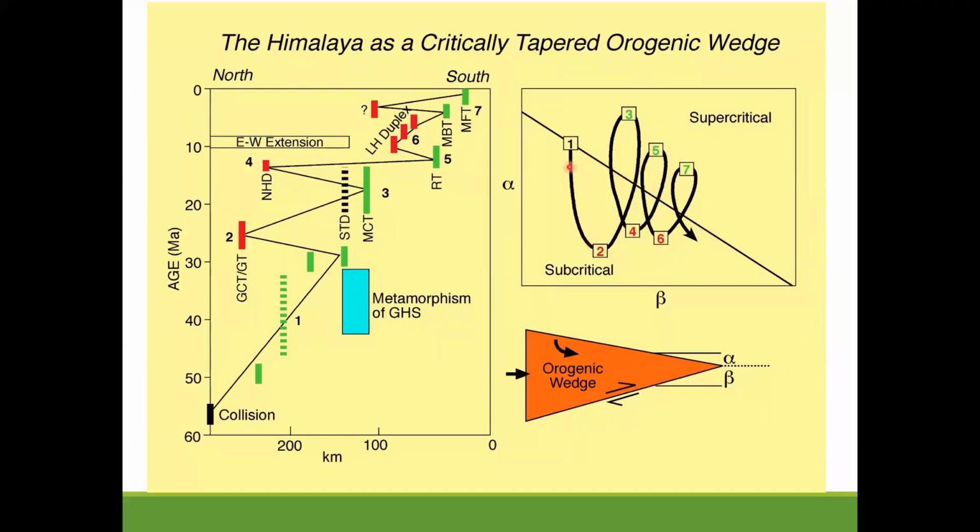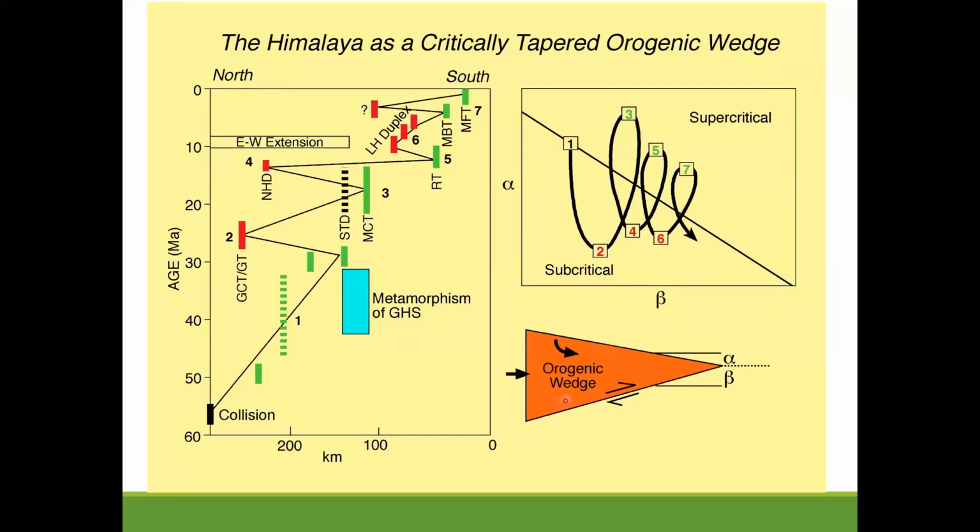So this is the way the mountain belt actually evolves. And as the mountain belt evolves like that, the strength of the décollement also gradually decreases. So ultimately, when it has no more strength, it will basically collapse. This cycle will stop.